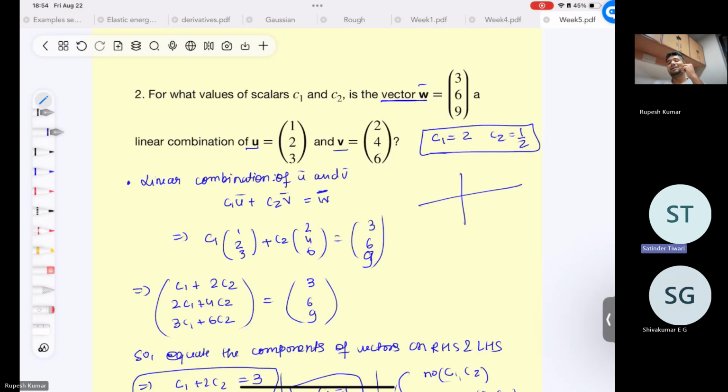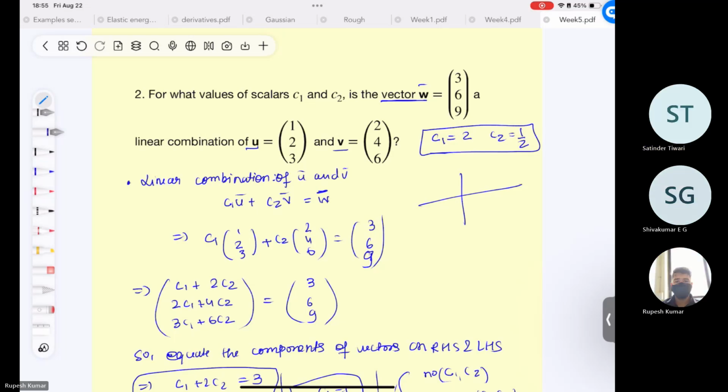So if I'm going to change W, it will be expressed as a linear combination. W is C1U plus C2V. Now, instead of the values 1, 1 for C1 and C2, it will become a different value.